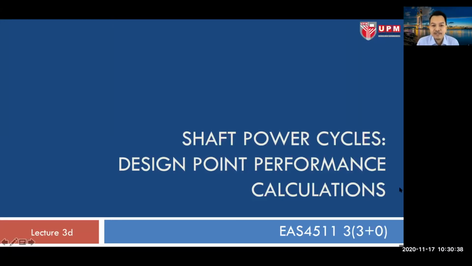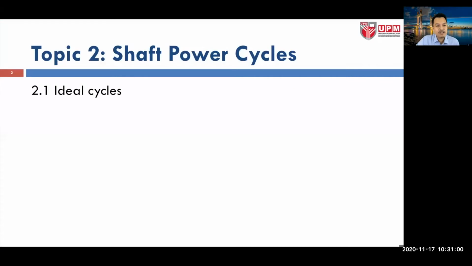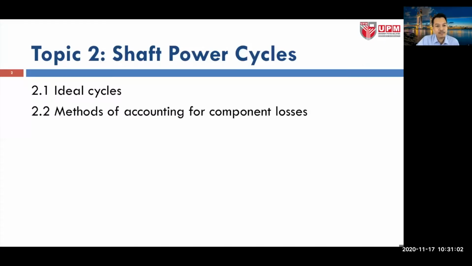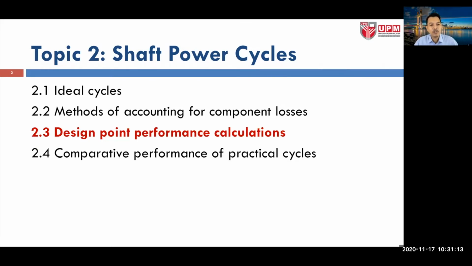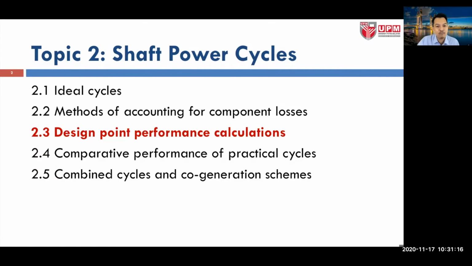Right. The next subtopic under shaft power cycle is design point performance calculations. So we will look into examples of the calculations involved in the shaft power cycles. In shaft power cycle, we have ideal cycles, methods of accounting for component losses, and for this particular presentation, we will look into design point performance calculations, and later we will look into comparative performance of practical cycles, combined cycle and cogeneration scheme, and closed cycle gas turbine.